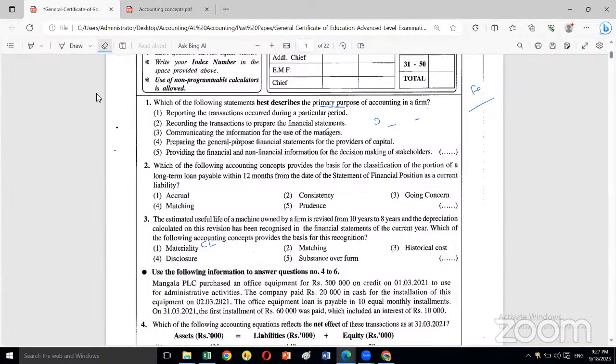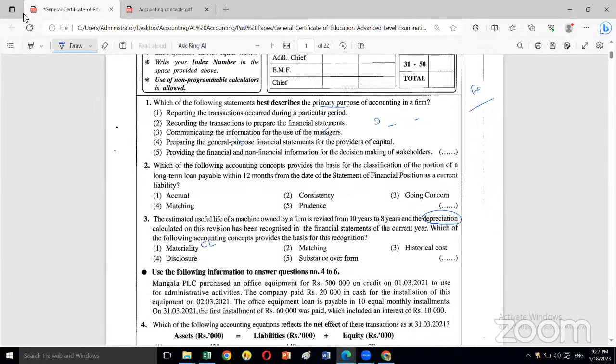The estimated useful life of the machine owned by a firm is revised from 10 years to 8 years, and depreciation calculated on this revision has been recognized in the financial statements of the current year. Remember one thing: depreciation is an example of what? An expense.